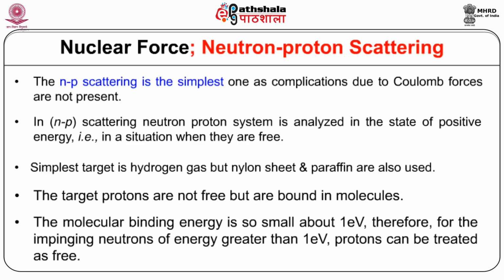But since people are also using nylon sheet, paraffin and other kinds of targets in which the hydrogen is not free but bound in a molecular arrangement, the binding energy of that arrangement is very small, around 1 electron volt. So if the neutron beam falling on the target has an energy greater than 1 electron volt, which is true in most cases, then protons can also be treated as free.